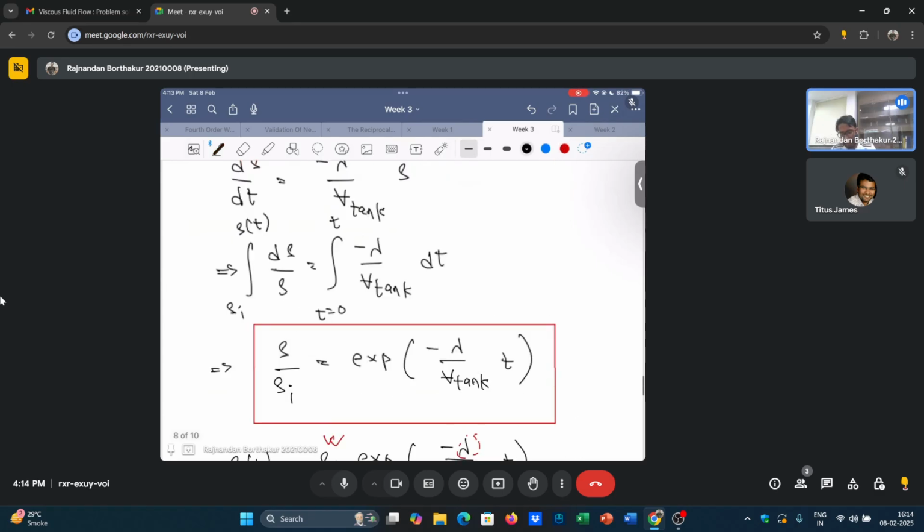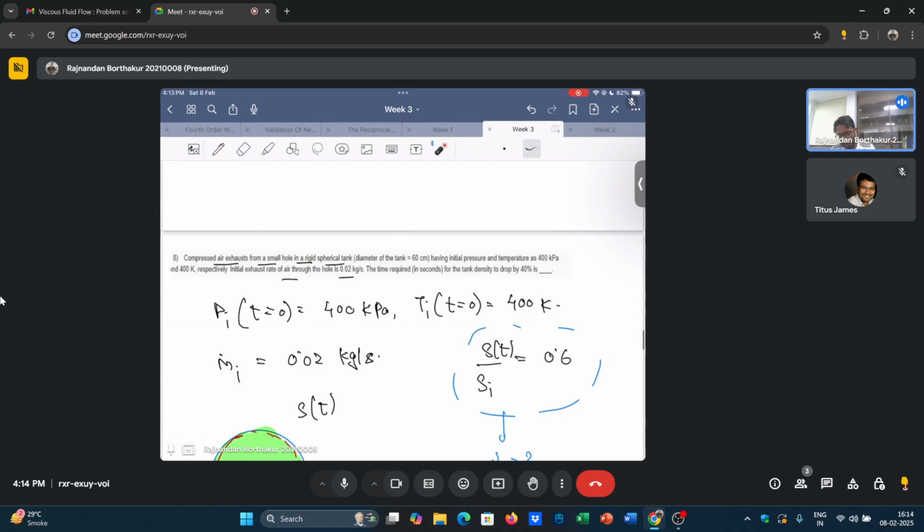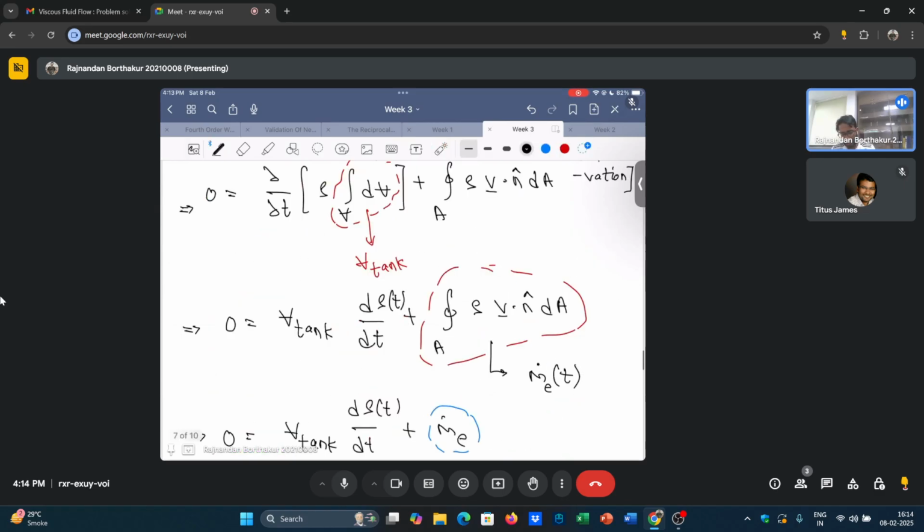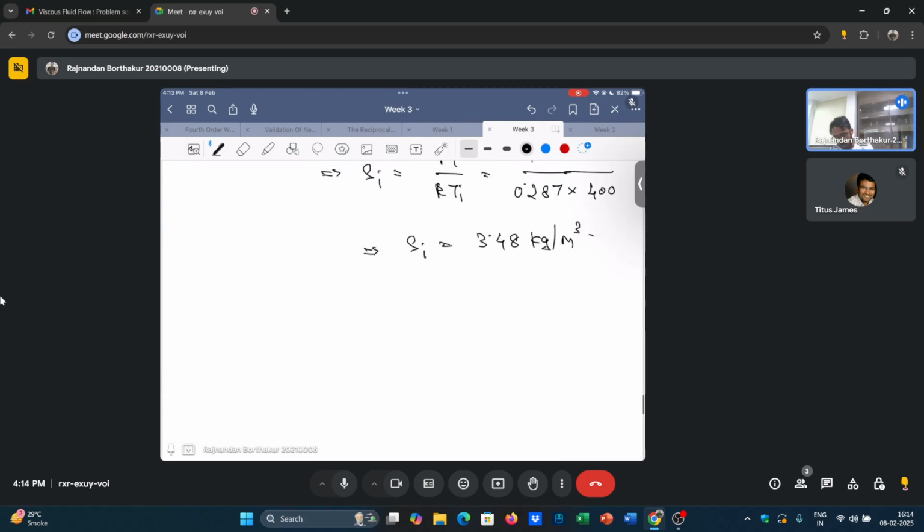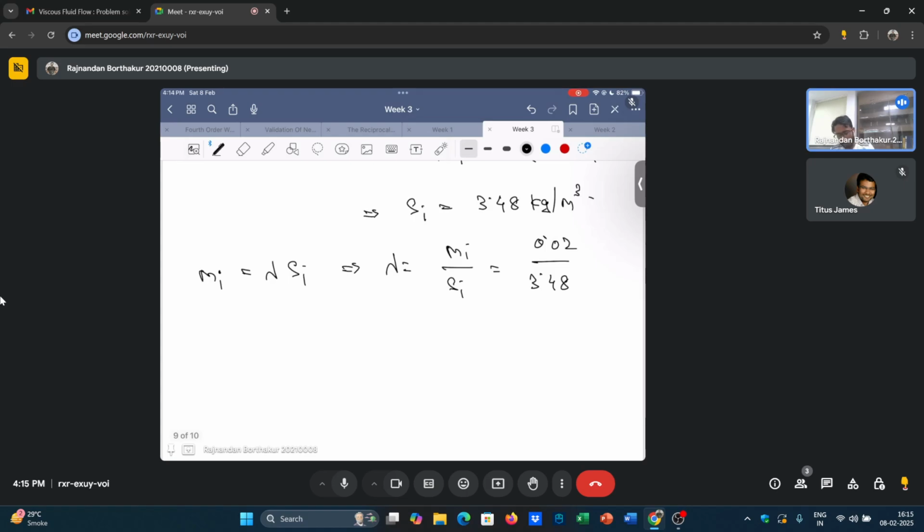Which means it is given in the question that your M I, the initial mass flow rate, is 0.02 kg per second. So I can use the fact that my M I is basically equal to lambda times rho I, which means I can write that my lambda is the initial mass flow rate by the initial density. The initial mass flow rate is 0.02, and your rho I is basically 3.48, which means if you just evaluate this, I have done this a priori, your lambda should come out to be something like 5.47.